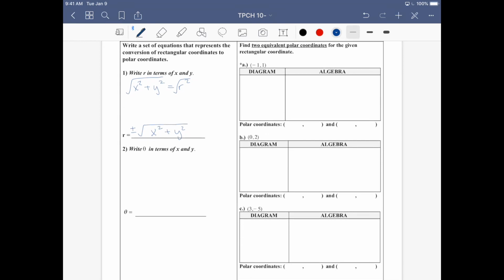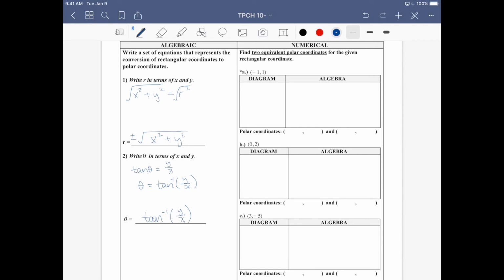Number 2 says write theta in terms of x and y. Well, we have that right triangle there, and the relationship between x, y, and theta is that tangent of theta is y over x. So to get theta by itself, you take the inverse tangent of both sides. So inverse tangent of y over x will give us our angle.